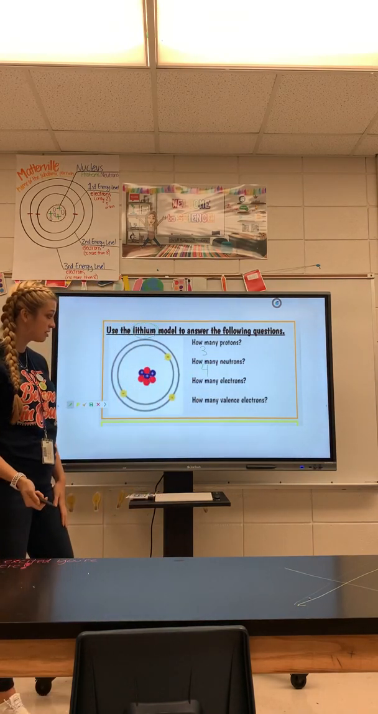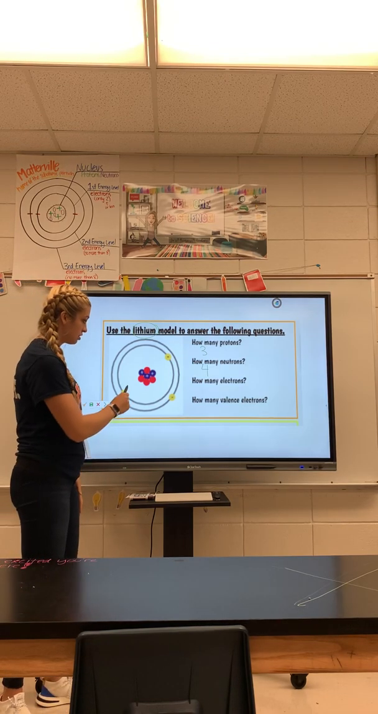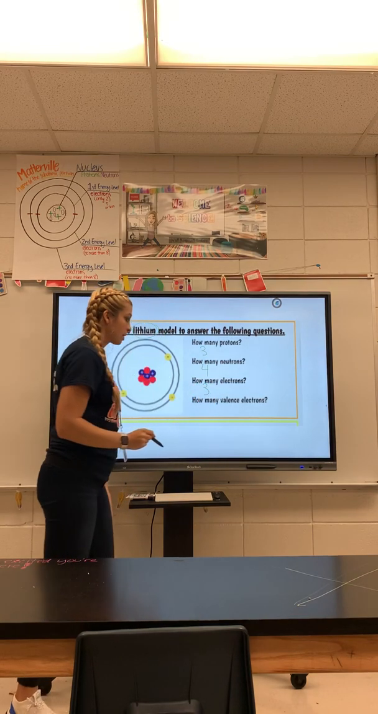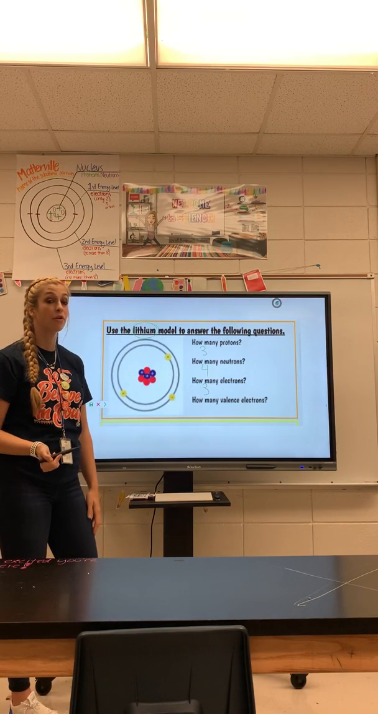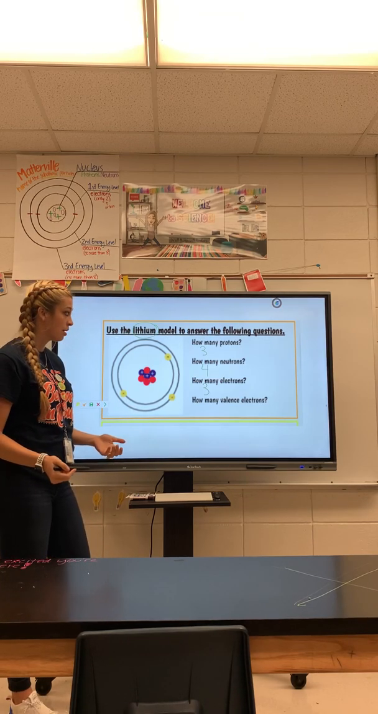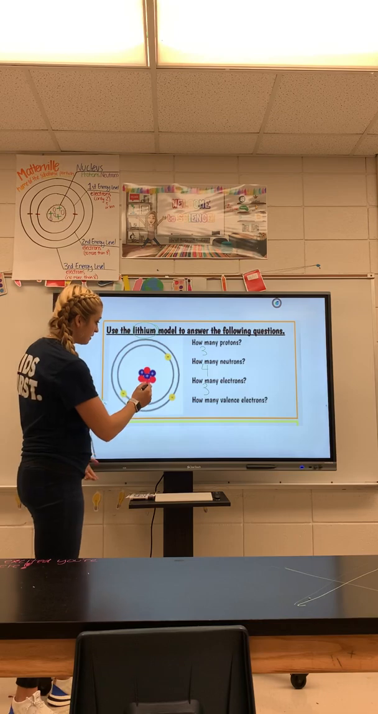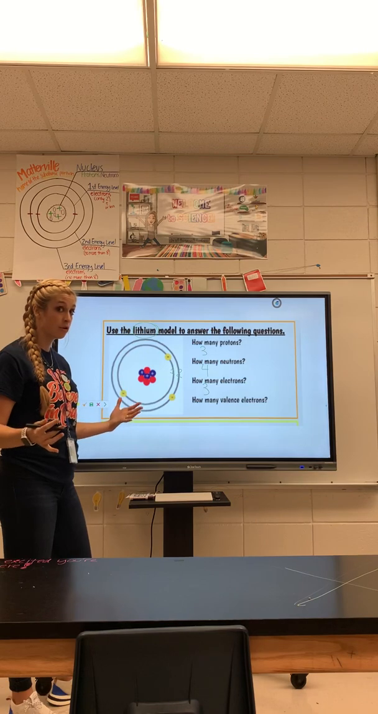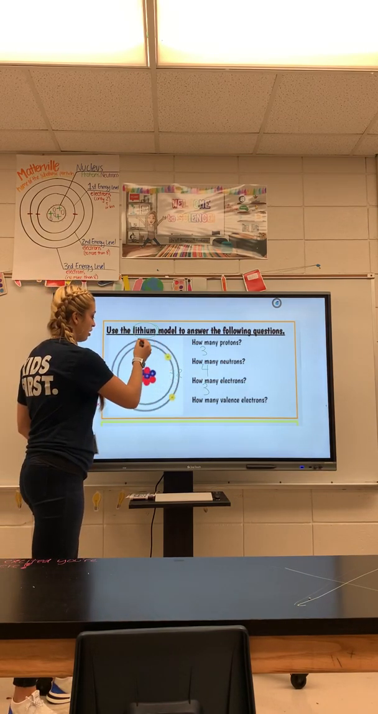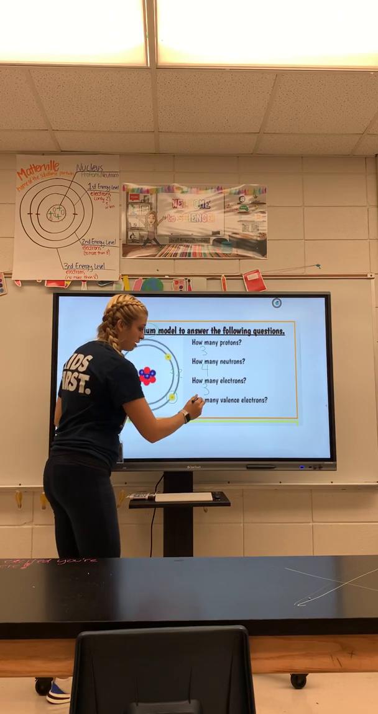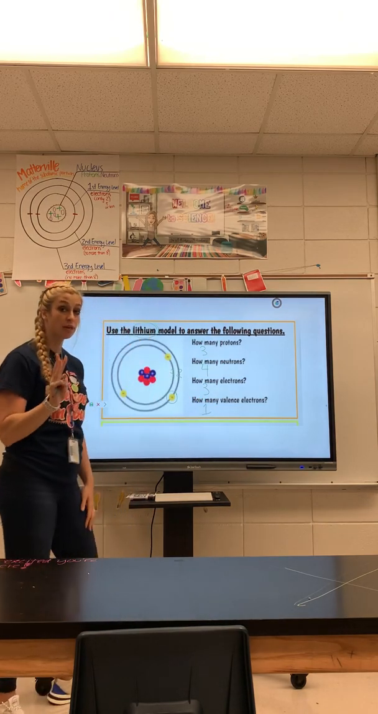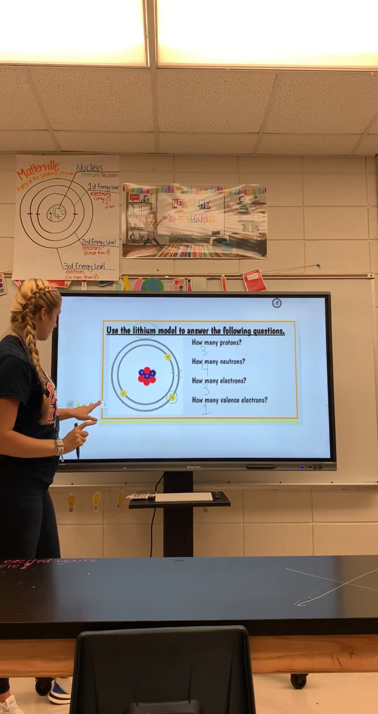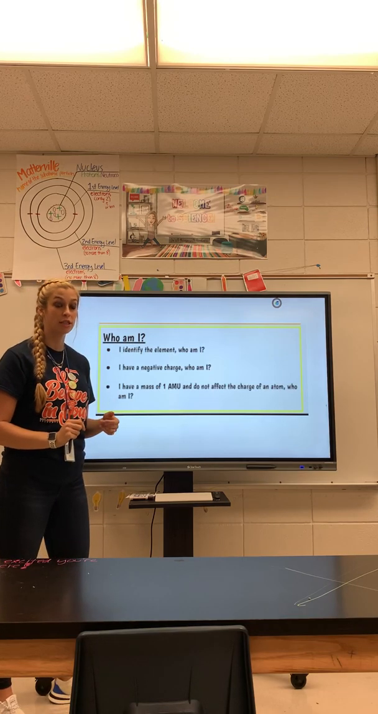How many electrons? Well, electrons are in the energy levels. So there's 1, 2, 3. 3 electrons. And then how many valence electrons? Remember, those are on the very outside, the outermost energy level. So in this picture, there's 1 energy level, 2 energy levels. So the outermost would be number 2. I'm going there and I only see 1 valence electron. So there's 3 electrons total. 1 of those is a valence electron.